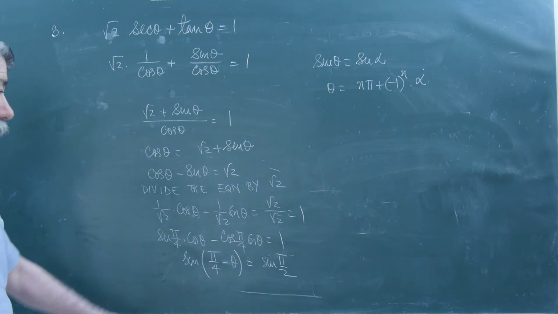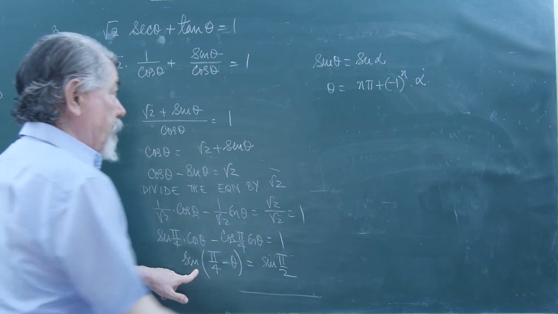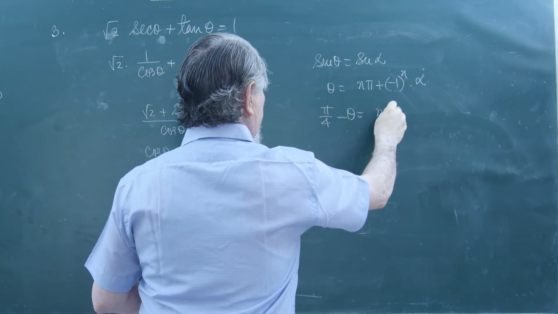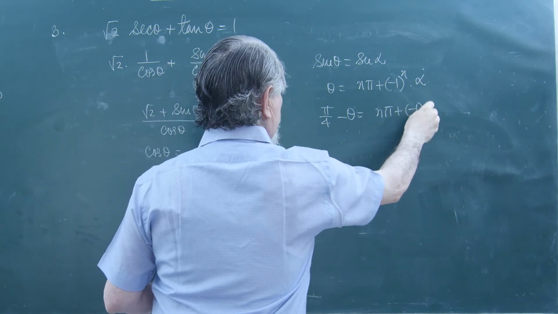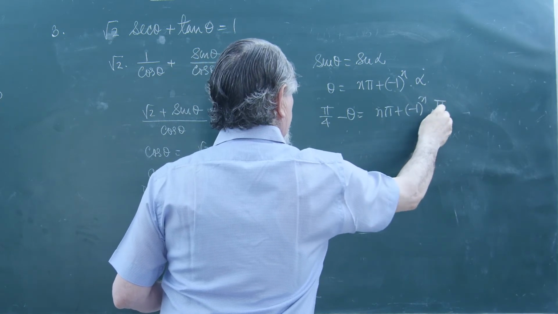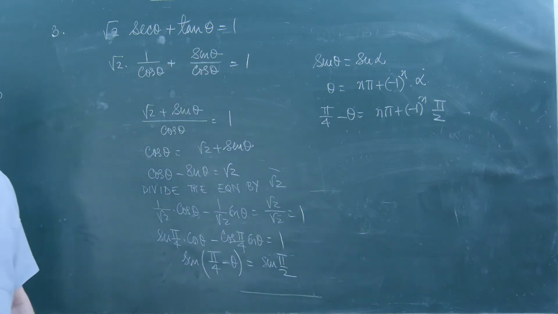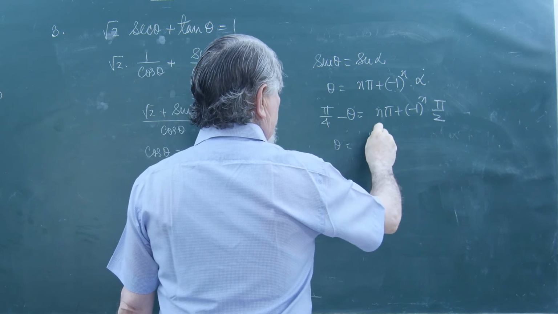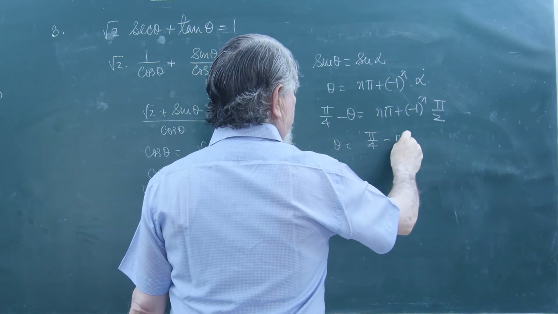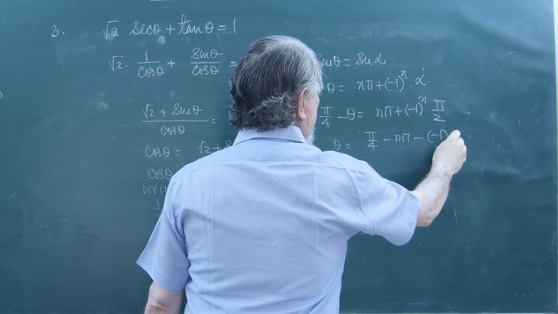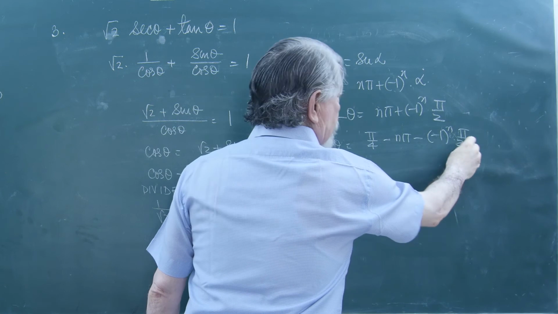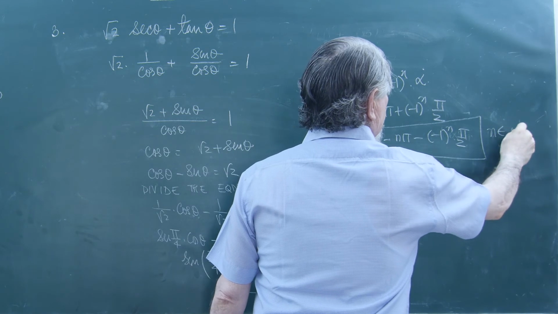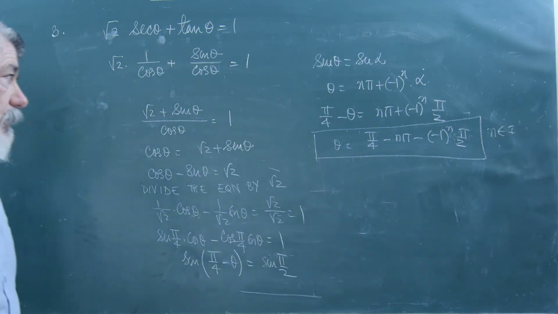So what are we going to do? We are going to write down pi upon 4 minus theta to be n pi plus minus 1 to the power n pi by 2. I want to find the value of theta. Theta is minus, so what can I write? Theta, make it plus, is pi by 4 minus n pi minus 1 to the power n pi by 2. This is the solution for this trigonometric equation where n belongs to the set of integers.